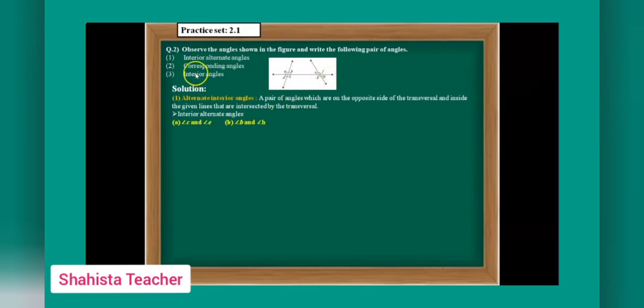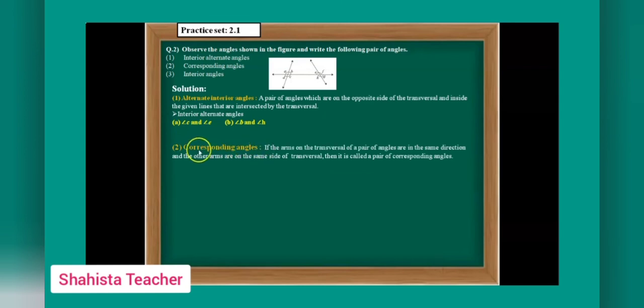Now we will see the second one, that is corresponding angle. Corresponding angle means same side, same direction, and it is always equal. Okay, it is always equal. So we will see here corresponding angle. Corresponding angle means if the arm of the transversal of a pair of angles is in the same direction and the other arms are on the same side of a transversal, then it is called a pair of corresponding angles. That means same side, same direction, same angle. Okay, and it is always equal. So it is known as a corresponding angle.